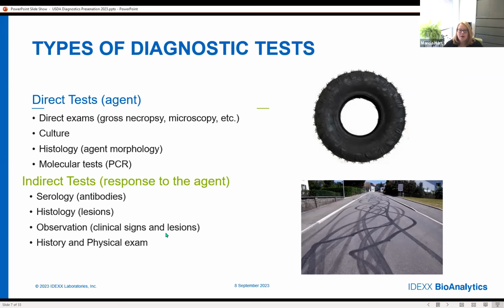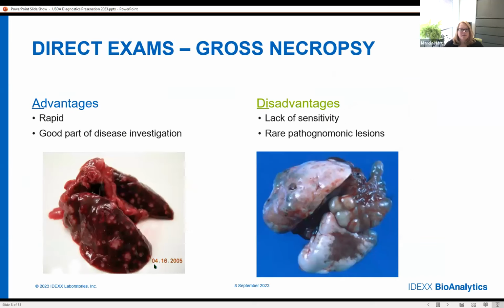Histology, where you're looking for some kind of lesion, again, not the agent in the lesion, but you're looking for some kind of a response, such as tissue damage or inflammation. Observation, so that's going to be clinical signs and lesions, and then a history and physical exam.